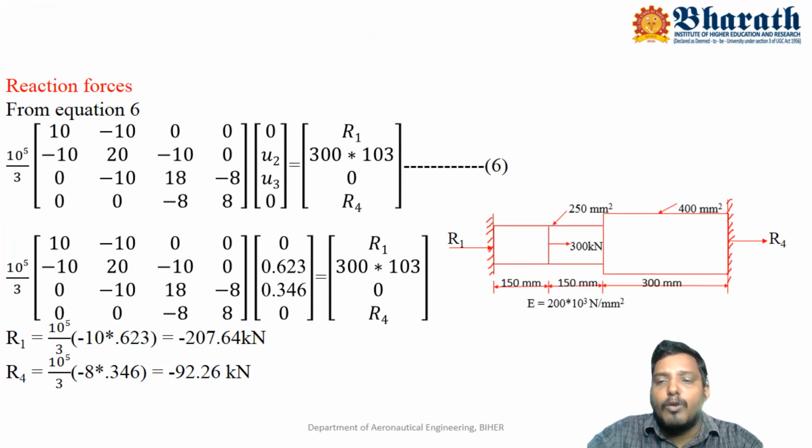We assumed R1 and R4 to be in the positive direction, but here we get negative answers. Therefore, your assumed direction is wrong. They will act opposite to the assumed direction. In this case, we assumed the positive direction of the x-axis, but we get a negative answer. Therefore, the original direction of R1 and R4 is opposite to the assumed directions.